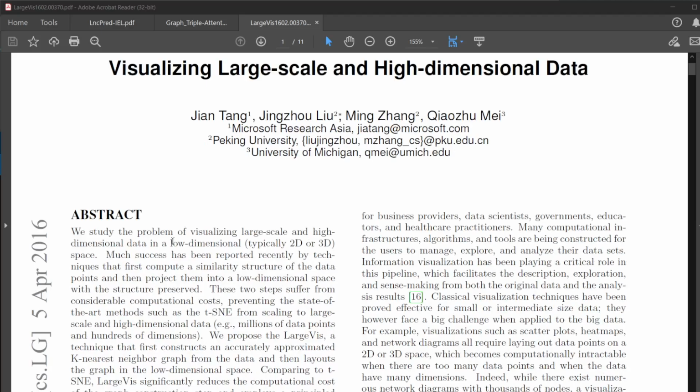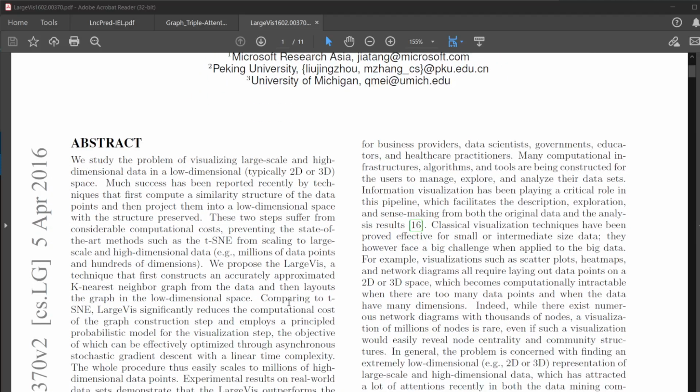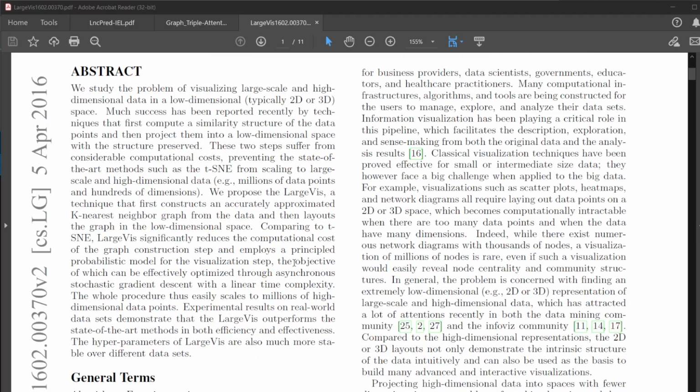We study the problem of visualizing large-scale and high-dimensional data in a low-dimensional, typically 2D or 3D, space. Much success has been reported recently by techniques that first compute a similarity structure of the data points and then project them into a low-dimensional space with the structure preserved. These two steps suffer from considerable computational costs, preventing the state-of-the-art methods such as t-SNE from scaling to large-scale and high-dimensional data, for example, millions of data points and hundreds of dimensions.